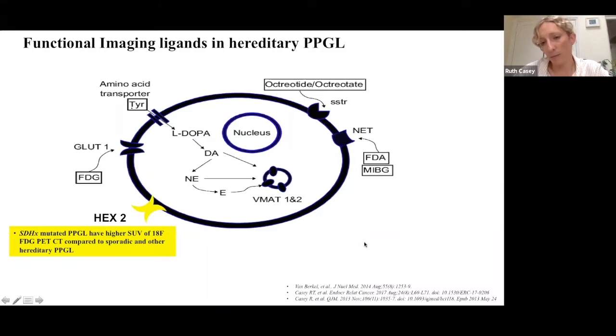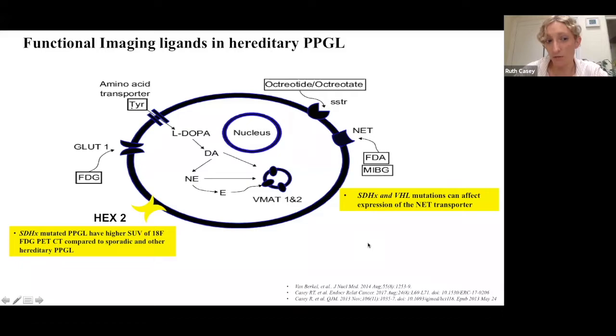If we look at MIBG SPECT-CT, patients who harbor SDHx mutations and VHL gene mutations will have downregulation of the norepinephrine transporter. This is caused by hypermethylation in the promoter region of the gene that encodes that transporter. But this basically means that MIBG SPECT-CT is not a sensitive molecular imaging modality for patients who harbor these gene mutations, because there'll be downregulation of the transporter that takes this tracer up.